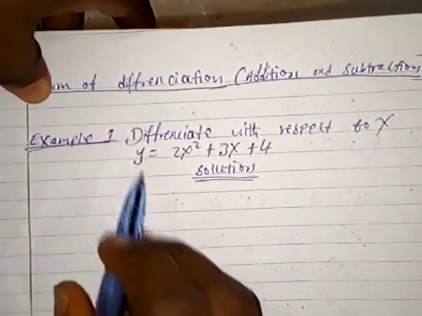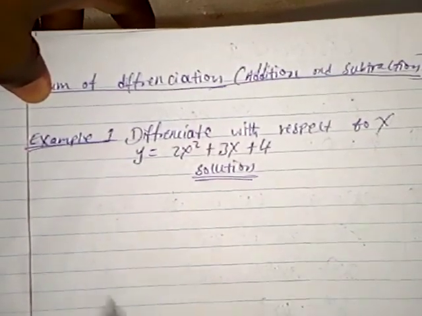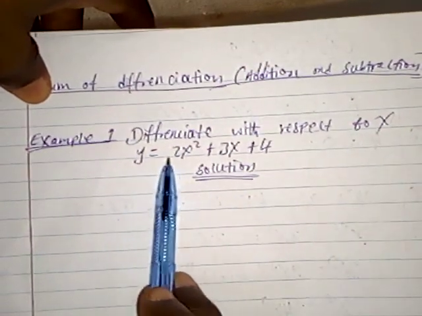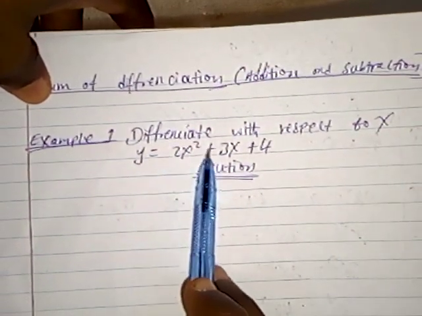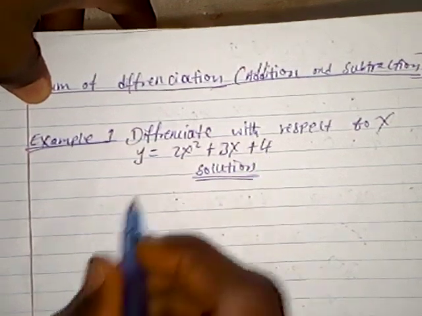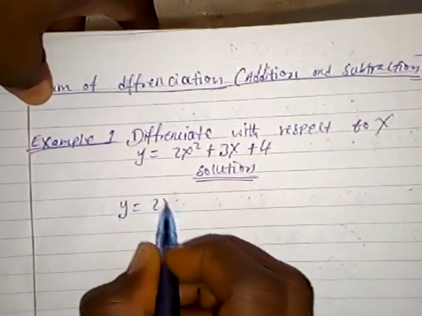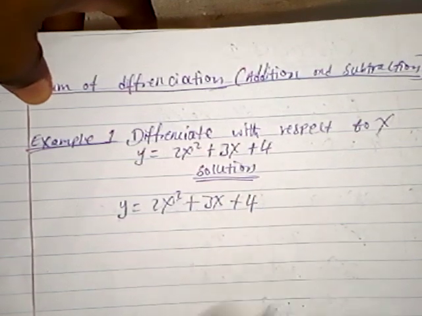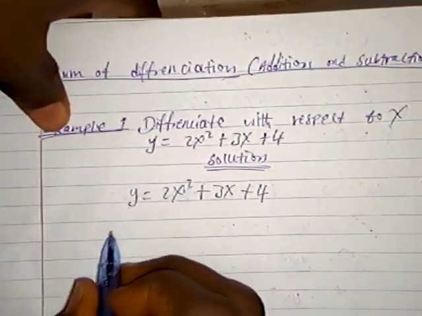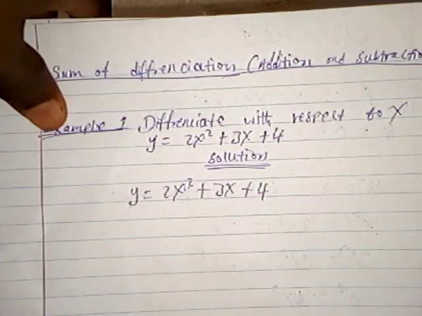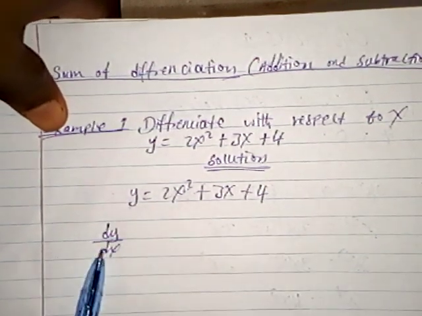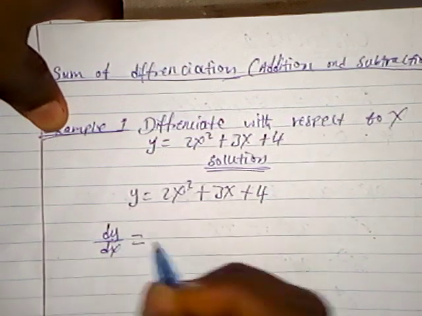Now we go. We write the question. We say what? Example 1. Differentiate with respect to x. y is equals to 2x squared plus 3x plus 4. Good. Now let's write it. y is equals to 2x squared plus 3x plus 4. What are we going to do? They say we should differentiate. And we write what? The differentiation symbol, which is what? dy upon dx. This is the first derivative, right?